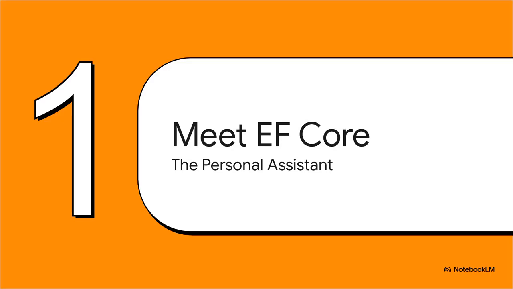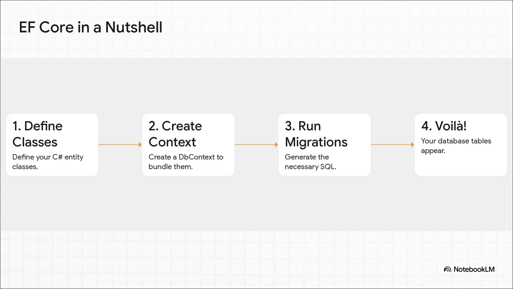So first things first, let's talk about EF Core. We'll call it the personal assistant. Before we even touch Hibernate, let's just get on the same page with its .NET counterpart. For a lot of us, this is the default way we think about talking to a database. The workflow with EF Core is honestly so slick. You just define your regular C# classes, your models, you wrap them up in this thing called a DB context, and then you run a couple of commands in your terminal, and boom, just like that, EF Core figures out all the SQL needed to create your database tables for you. It really does feel like magic sometimes.